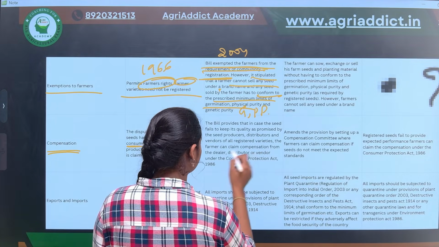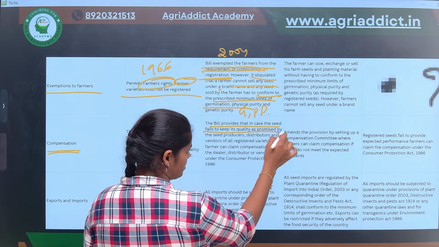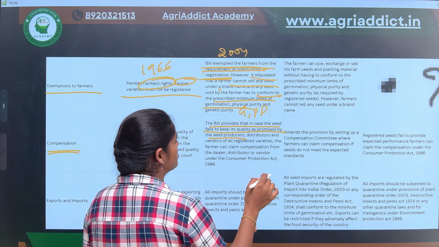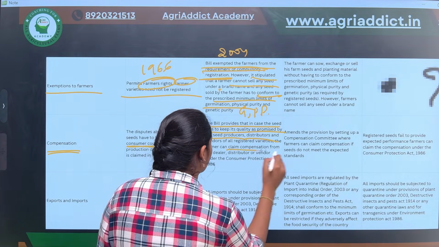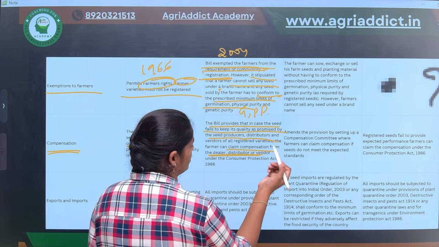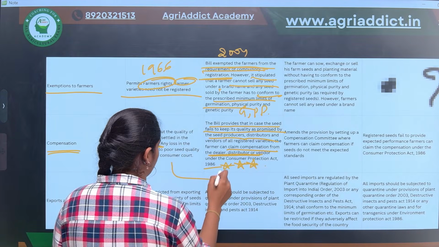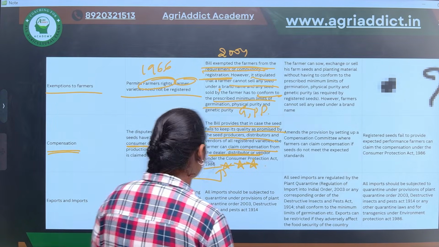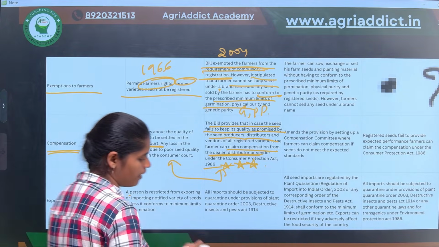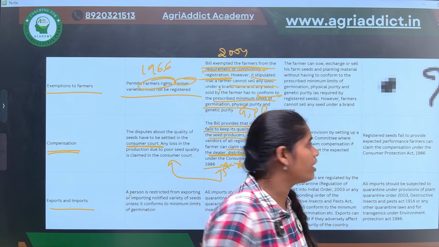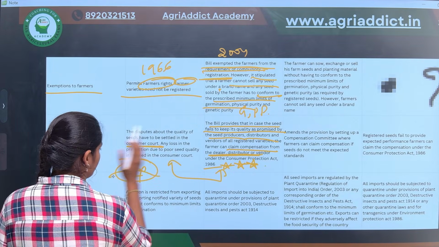But here the bill provides that in case any seed fails to keep its quality, which is promised by seed producers or distributors, they can claim compensation from the dealers or distributors directly. That is the difference here. Okay, then when it comes to export and import, it is also very, very important. Under Section 17 it comes.